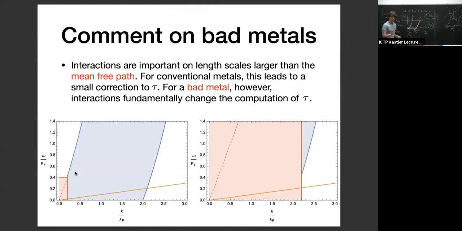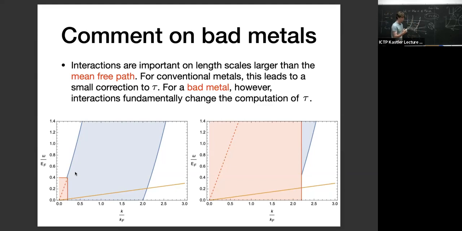the point I wanted to make, in a bad metal, the definition of a bad metal is when the mean free path becomes of order 1/kF. In a bad metal, that means that the scale, let's say 2kF, just to make it more fun, that means that this area where the interactions are important goes all the way up to the 2kF. So a bad metal is normally defined in terms of the mean free path, but I think a better definition is when interactions eat the whole Lindhard continuum, because the Lindhard continuum goes to 2kF. And so if the mean free path is comparable to 2kF, that means the whole thing is collective. You need to consider interactions.